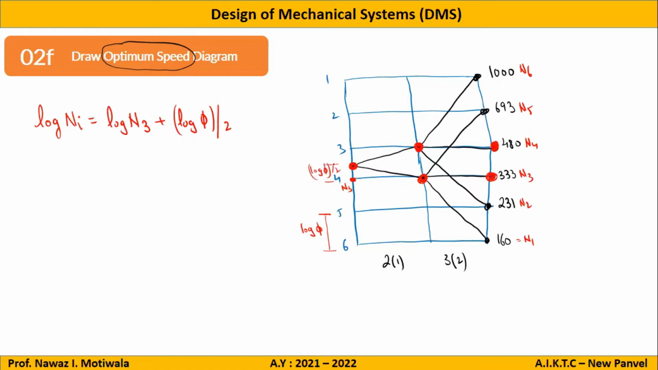Now apply your mind and tell me, if I don't want to use this formula, what is the other formula I can use on similar lines? It should be N4 minus log of phi by 2. Correct? So I can write this as log of Ni equal to log of N4 minus log of phi divided by 2. Both formulas you can use and you will get the same answer for log of Ni, or the input speed. Understood now? Any doubt?